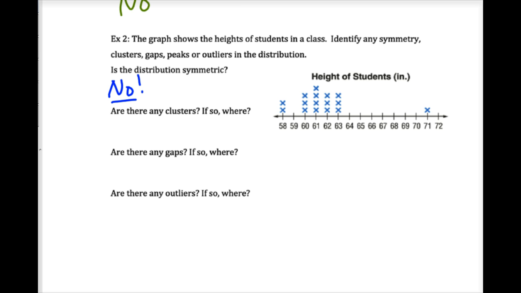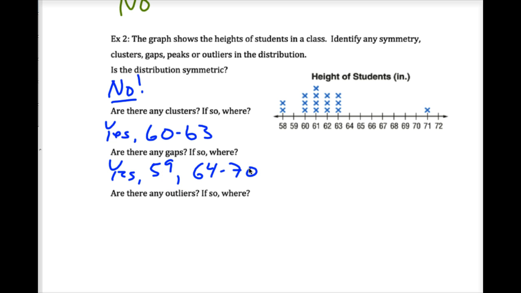Are there any clusters? 60 through 63. Let's see. We put yes. Most of the kids, guys, are 60 to 63 inches tall. Okay. Are there any gaps? Yes. There's 2 gaps. Where are they? One is at 59, and then 64 to 70. There's a huge gap.